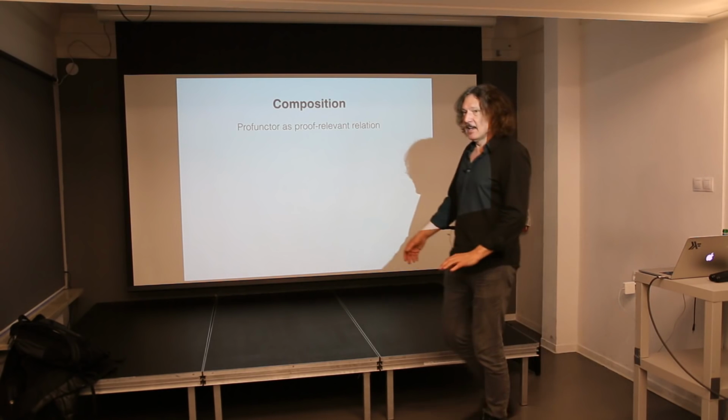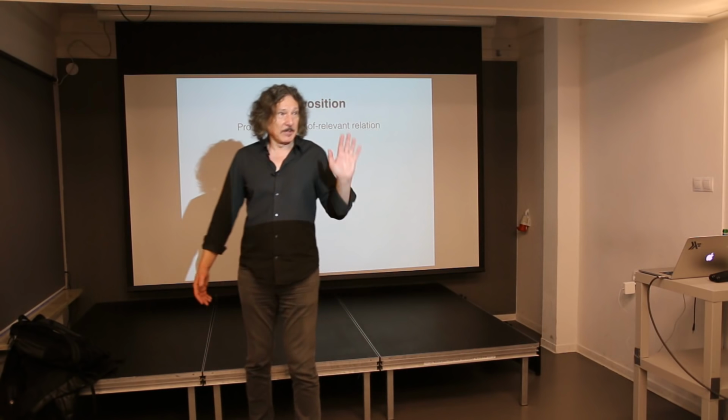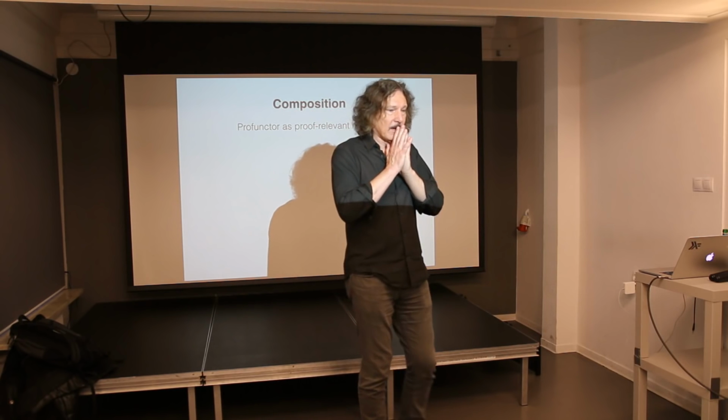Okay, and now we know what a profunctor is. It's like a functor that's contravariant in the first argument, covariant in the second argument. Now, I want you to completely switch your view and think of a profunctor as defining a relation between types. So, profunctor of A and B.